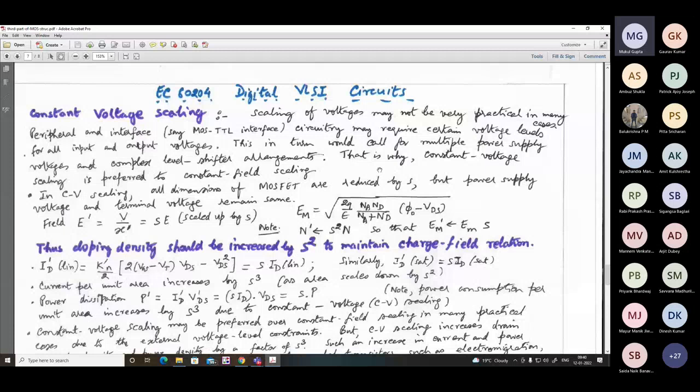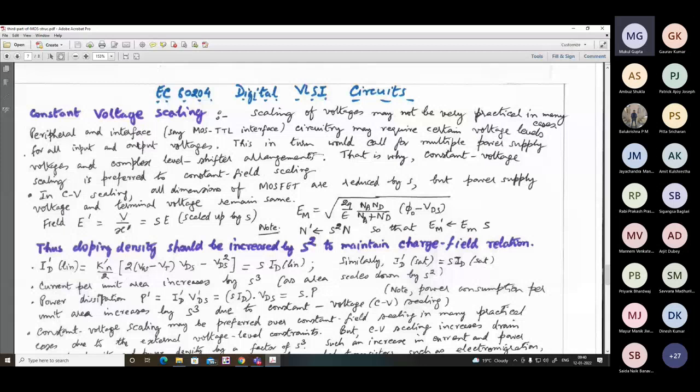Within the chip itself, the MOS transistors can work, and there you can go for constant field scaling. But IO interface circuitry will always involve the use of bipolar junction transistors, because the higher current requirement cannot be met by the MOS transistor. They have limited transconductance. So the transconductance of a bipolar junction transistor is way above that of the MOS circuitry.